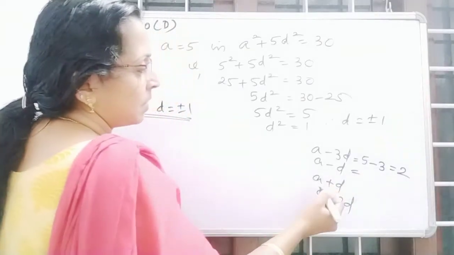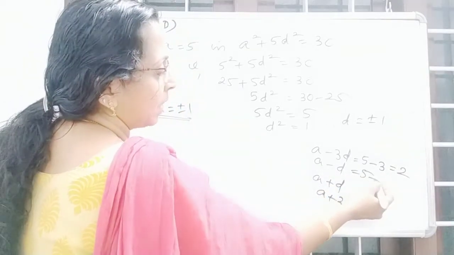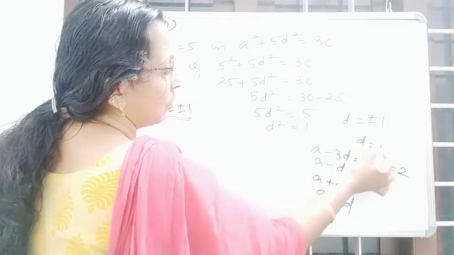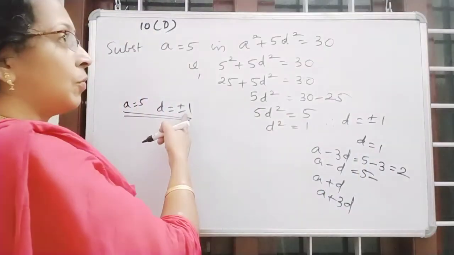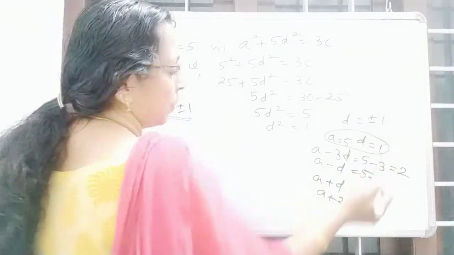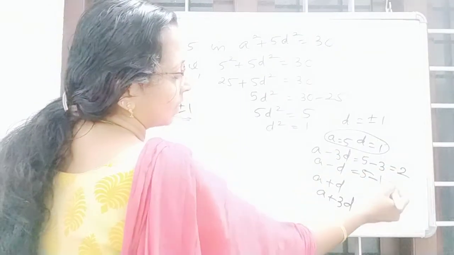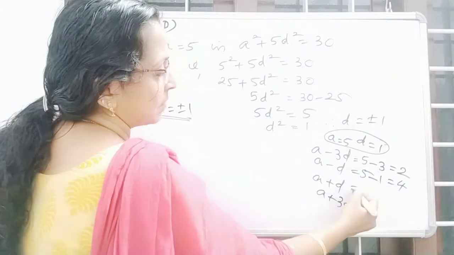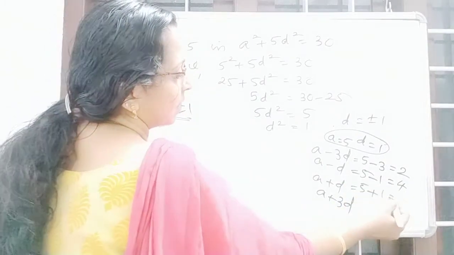Then a minus d will be 5 minus positive d. We are taking positive d. d is equal to positive 1 and a is equal to 5. So 5 minus 1 is equal to 4. Then a plus d will be 5 plus 1, which is equal to 6.